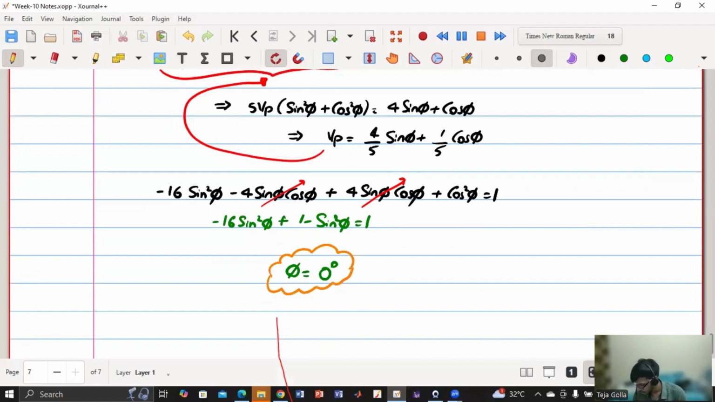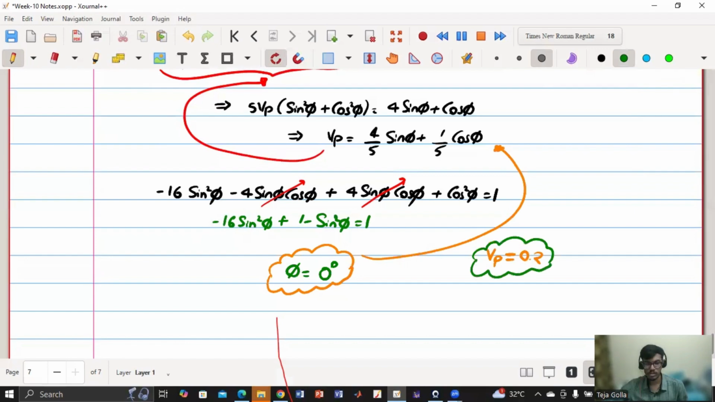So if phi is 0 degrees, what is the value of Vp? We substitute this in this expression. So what is the value of Vp that you will get? 1 by 5. 1 by 5. So I'll write it as 0.2. So I got Vp.